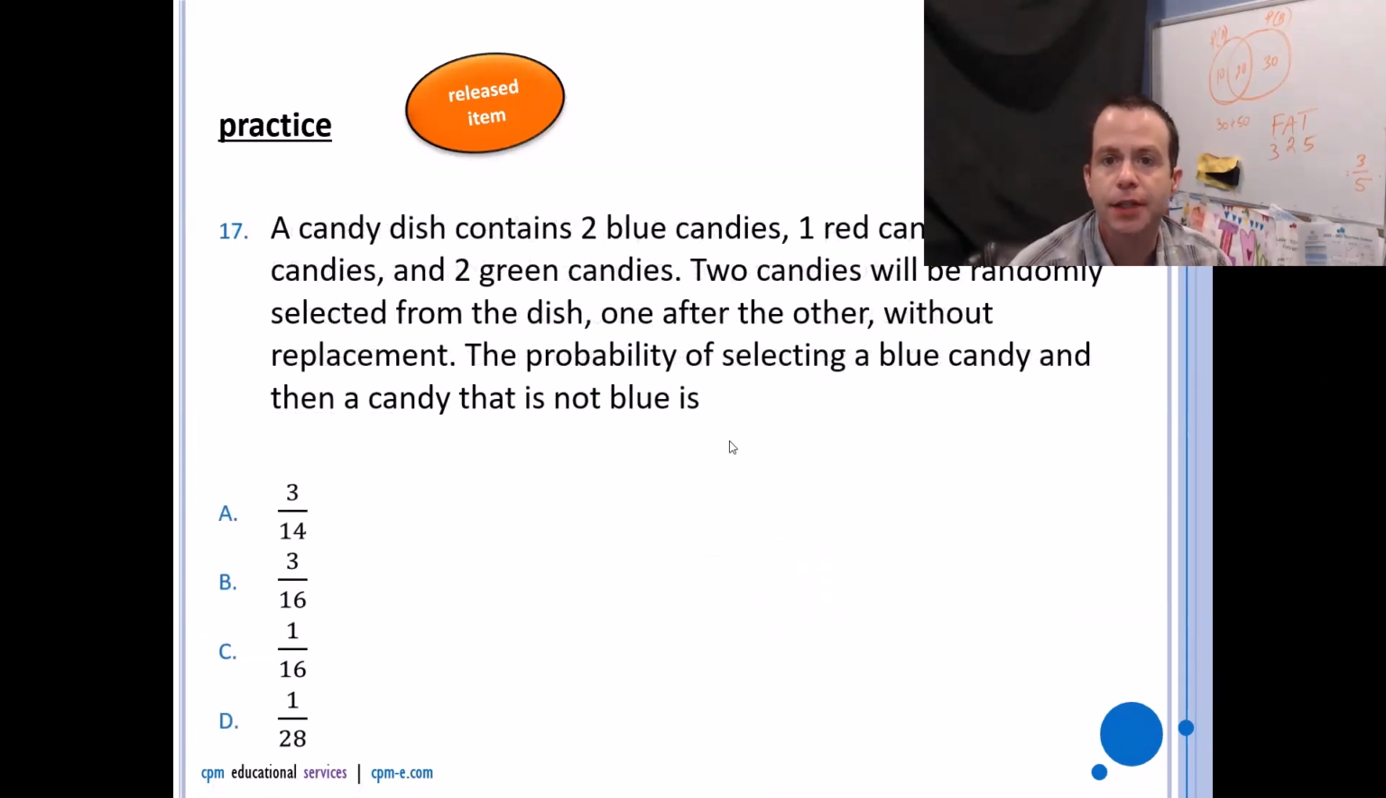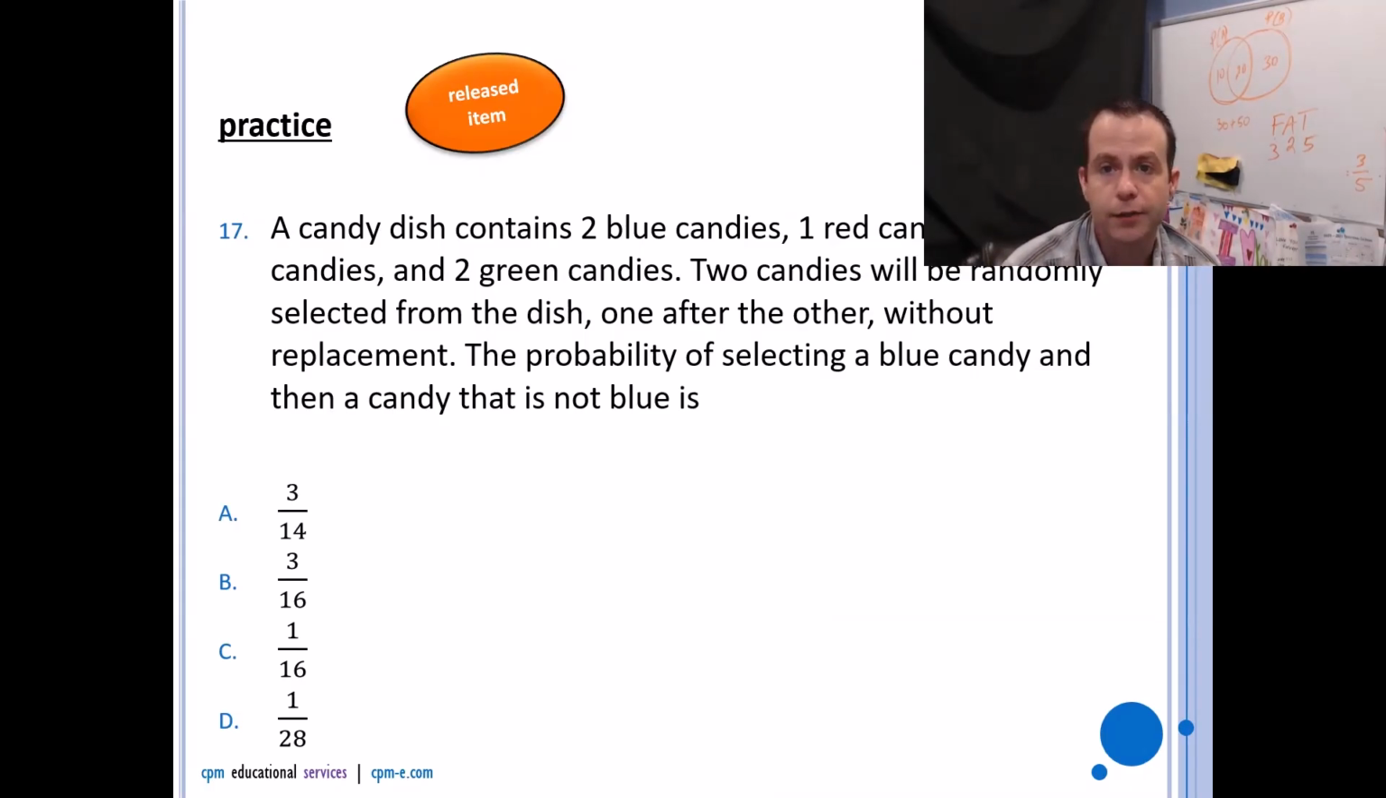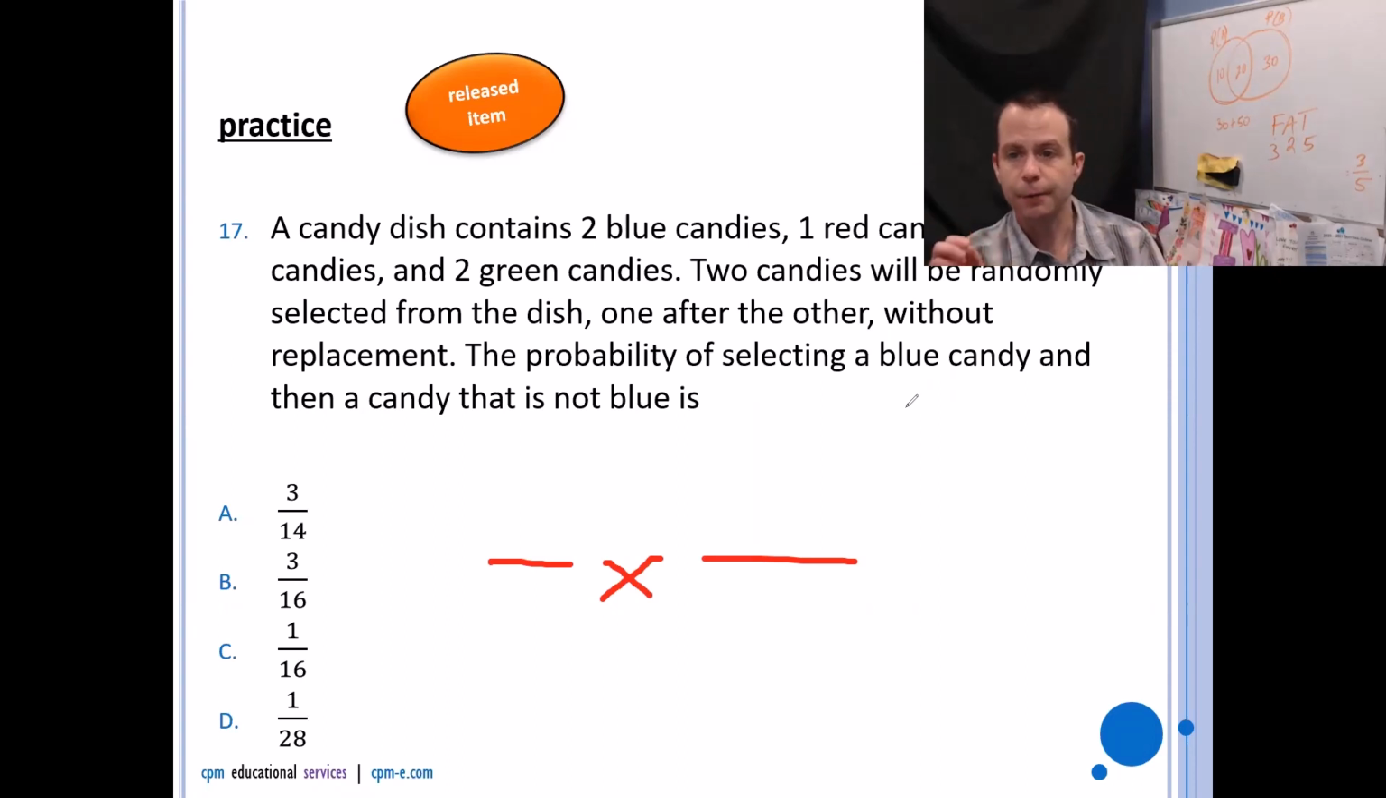Okay, a candy dish contains 2 blue candies, 1 red candy, 3 white candies, and 2 green candies. 2 candies will be randomly selected from the dish, one after the other without replacement. The probability of selecting a blue candy and then a candy that is not blue. Okay, so again, I've got 2 different things happening. I'm not replacing, so these are dependent events, okay? I'm gonna end up multiplying the dependent events together. Let's talk about the first guy. The first guy is getting a blue candy.